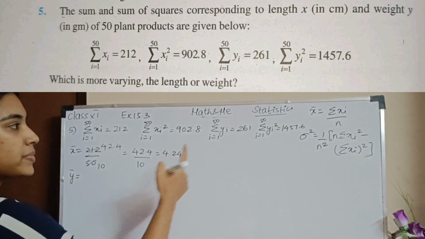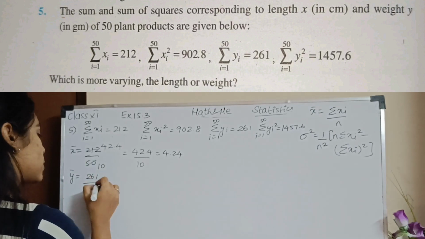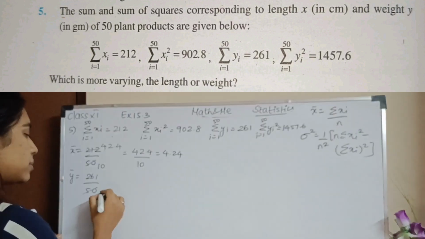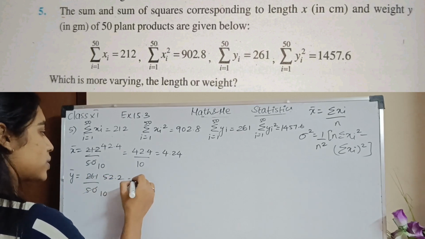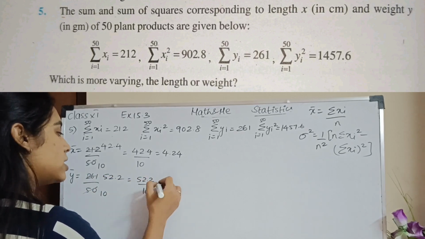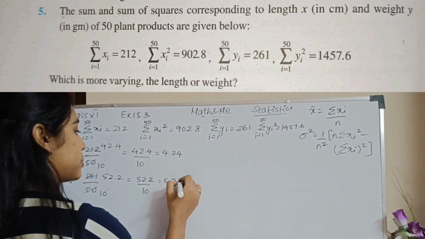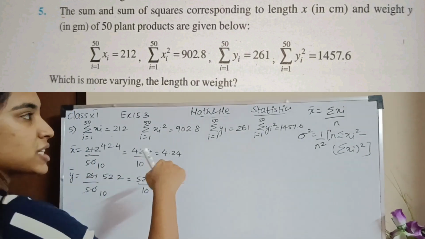What is my mean of y? I have sigma yi, which is 261, divided by 50. So again in the 5 table, 5 5s are 25, 5 2s are 10, 5 2s are 10. So I'll have 52.2 divided by 10. Shifting one decimal place to the left, I'll have 5.22. So I found out what my mean is for both the cases.